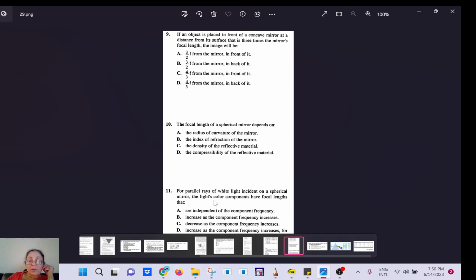So spherical mirror, the light color component. So here they talk about the frequency, but mirrors deal with reflection, and reflection has nothing to do with the frequency, right? Frequency, we worry about that when we are dealing with refraction, but here we are dealing with reflection, so we don't worry about the frequency. So the answer is A.